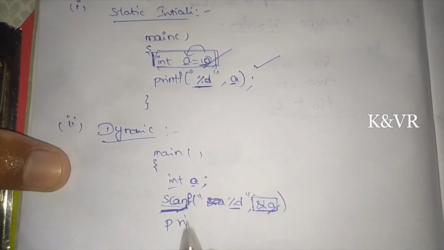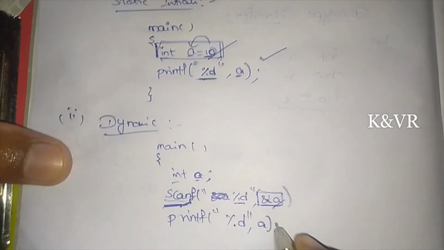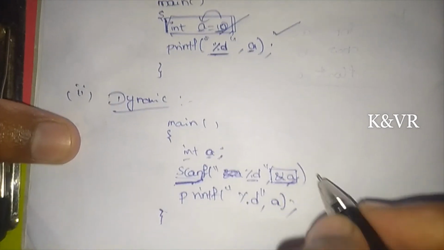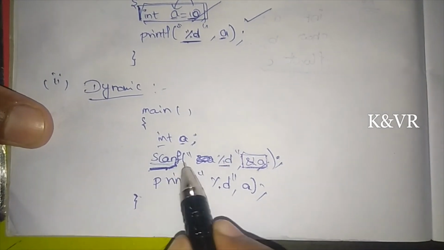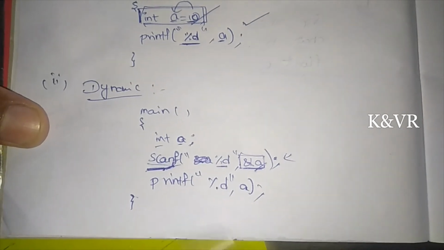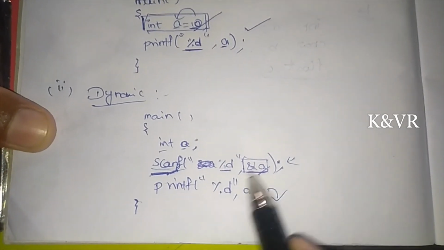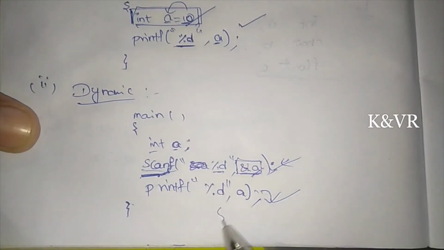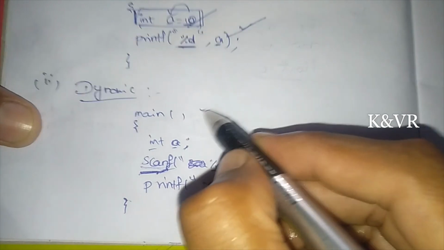Now I am printing %d comma a. When we run this code, scanf asks the user to enter the value of a and it prints the value that we entered. So it is user friendly. That is the difference between static initialization and dynamic initialization.